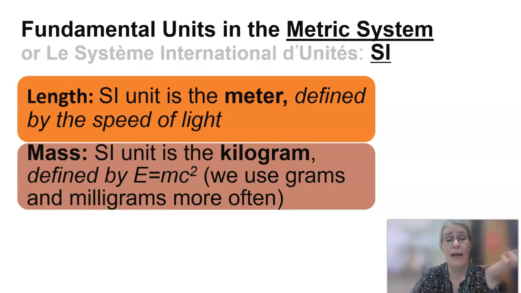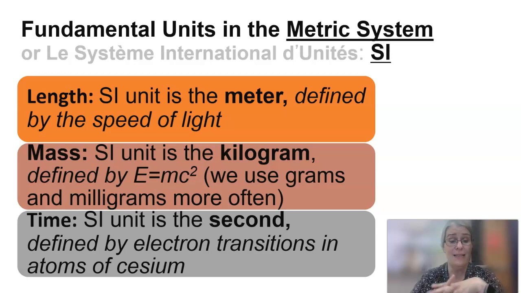The SI unit for mass is the kilogram. We very rarely do things on kilogram scale in chemistry class. Most of the time we're using grams or milligrams. And actually mass now is defined by a certain amount of energy, because you can see the m in E equals mc squared. c is in fact the speed of light, one of those fundamental physical constants.